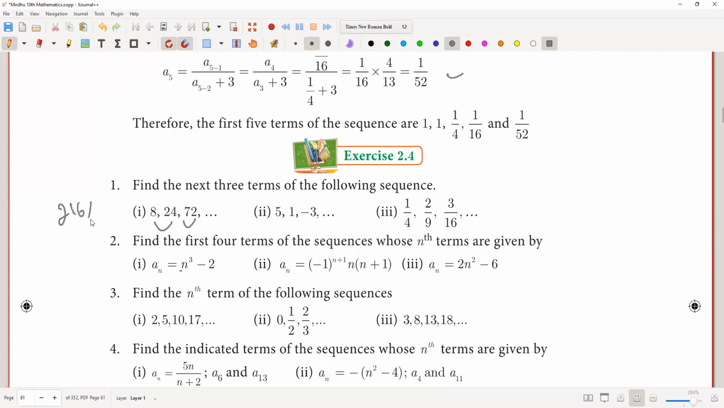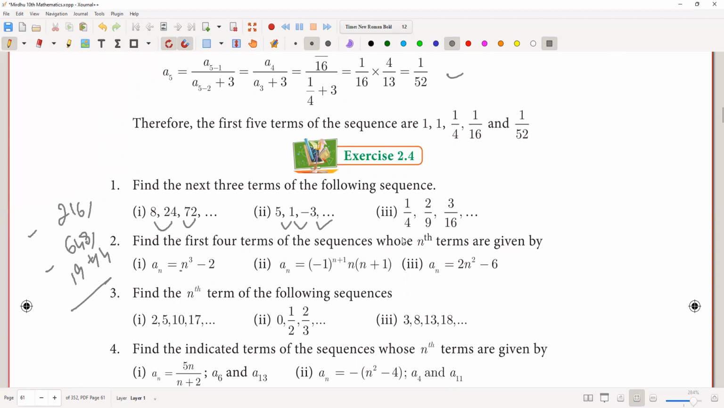Next, 216 into 3, 648. 648 into 3. 24. How come 24? Sorry. Good. Here, minus 4, minus 4, minus 4. So minus 3, minus 4 is minus 7, minus 11, minus 15.